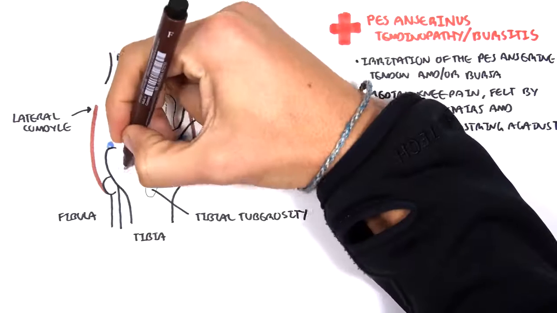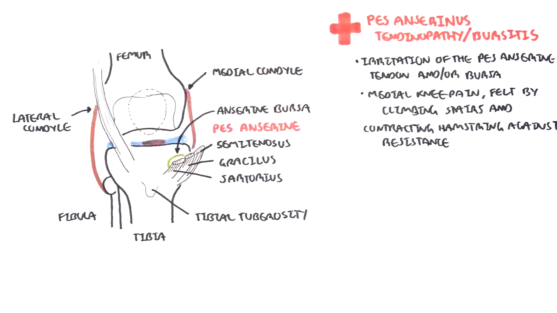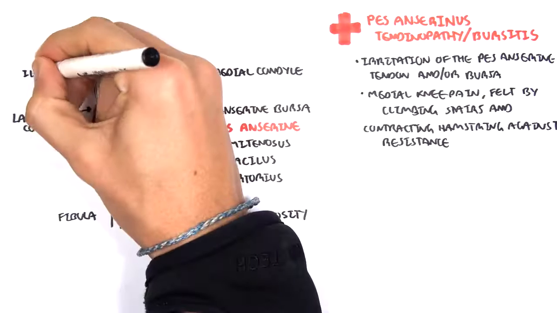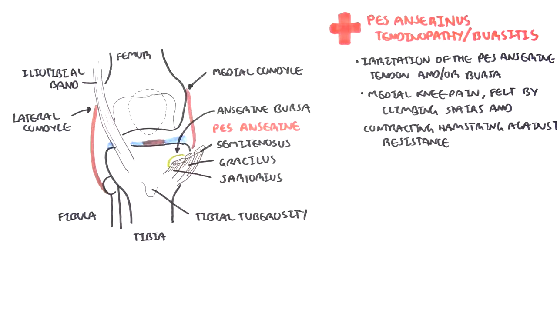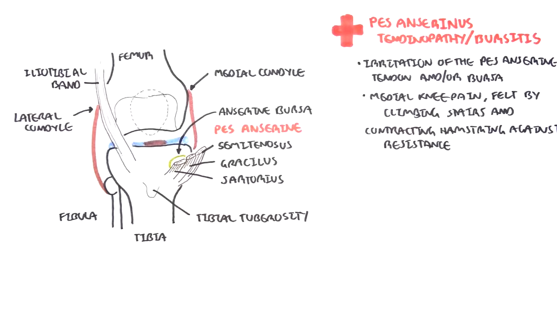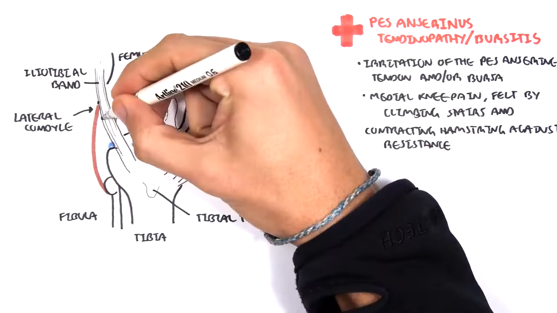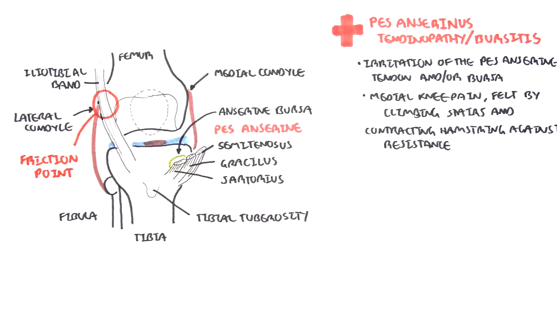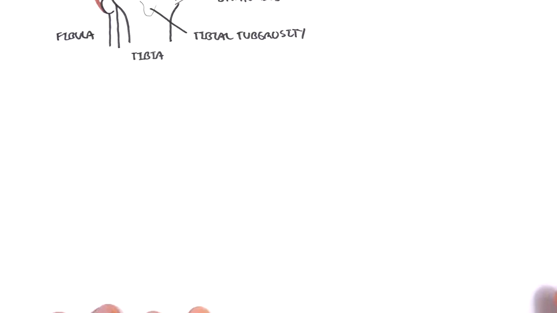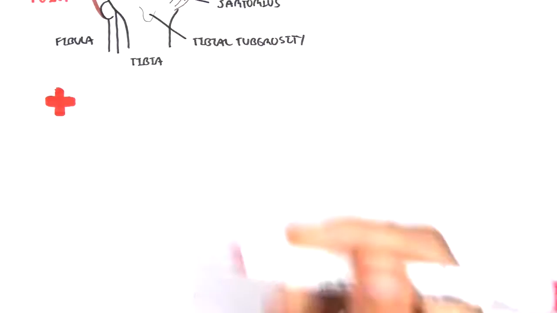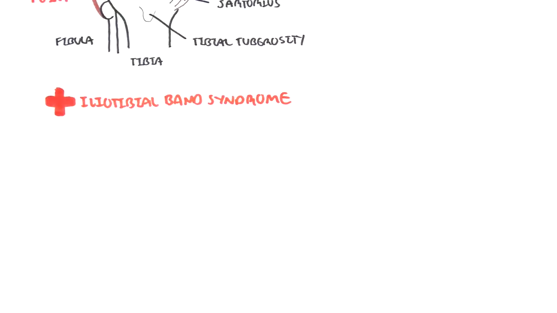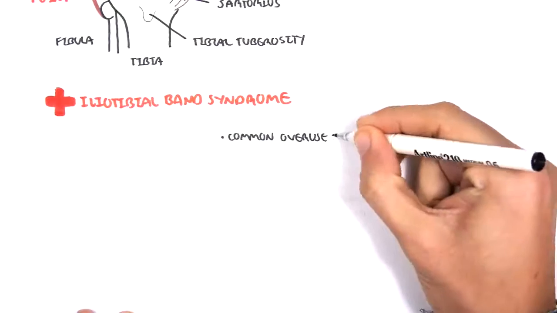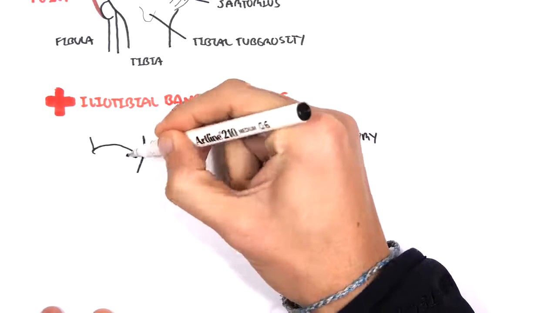Finally, another important structure is the iliotibial band, which runs laterally over the lateral condyle and attaches to the anterior lateral part of the tibia. The iliotibial band, or ITB, can get irritated at this point where it runs over the lateral condyle of the femur. This can be a site of friction, causing what is known as iliotibial band syndrome, or ITBS. ITBS is a common overuse injury seen in cyclists and runners.